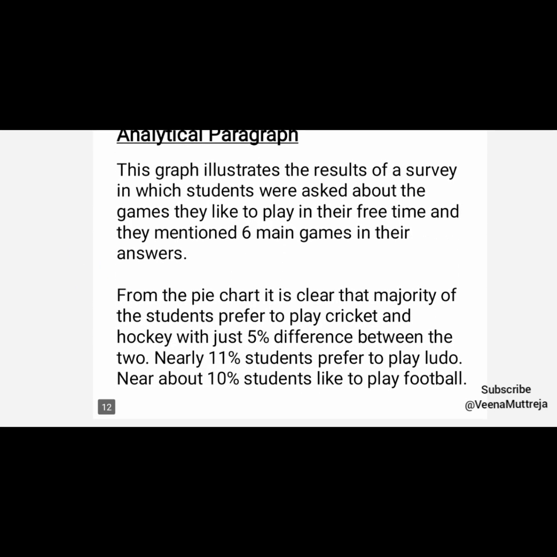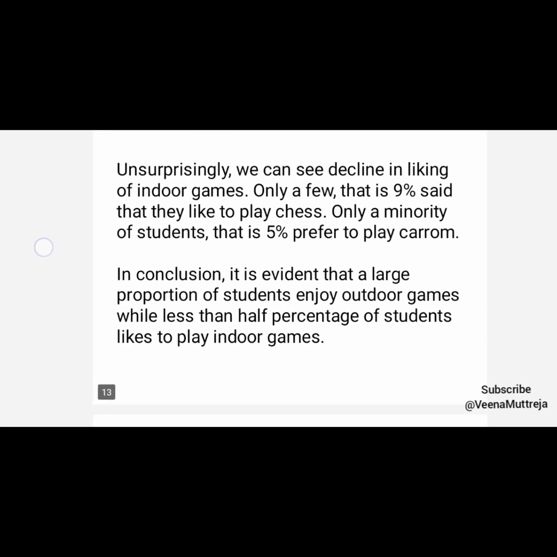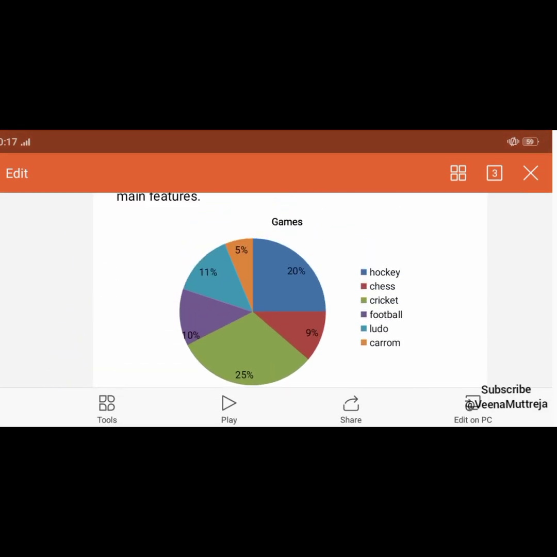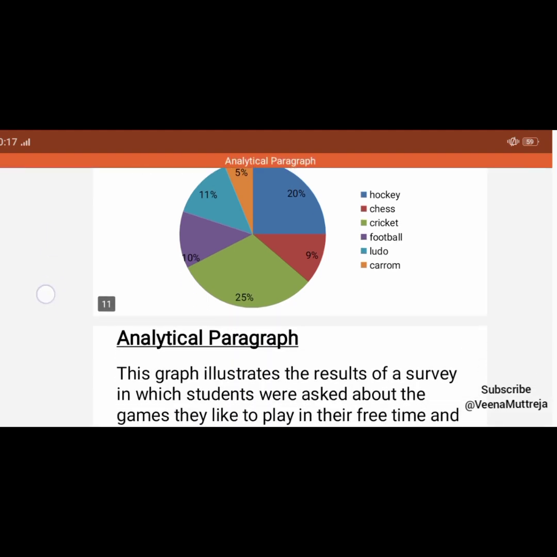In your next paragraph you can write, unsurprisingly, we can see a decline in liking of indoor games. Only a few, that is 9%, said that they like to play chess, and only a minority of students, that is 5%, prefer to play carom. You can see the pie chart. 5%, 10%, 9%. We have written the data according to the percentage given.